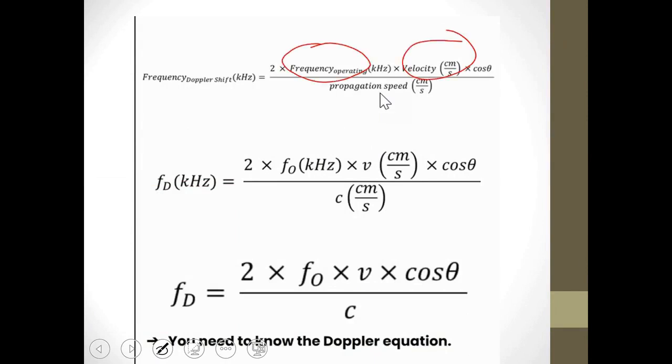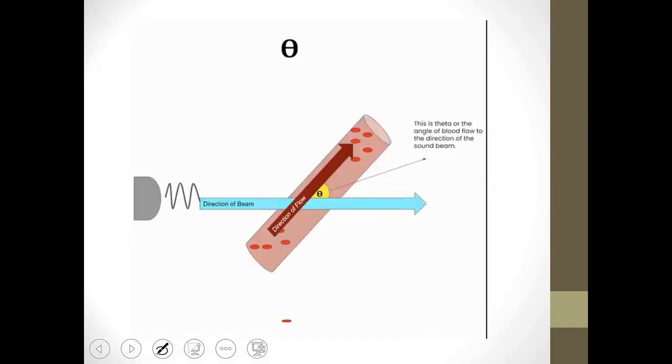Multiply it by velocity. Here the velocity refers to the velocity of the blood flow itself, which is the unknown for me. And what is cosine theta? It is the angle formed between the direction of the flow and the direction of the beam.